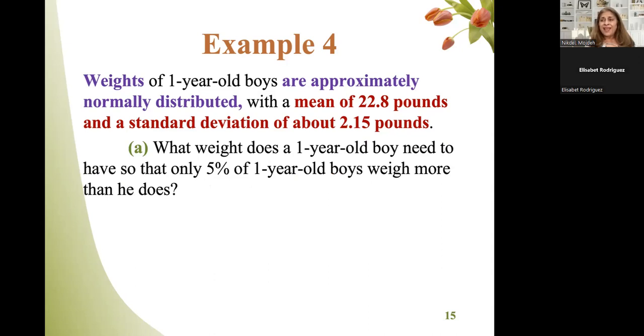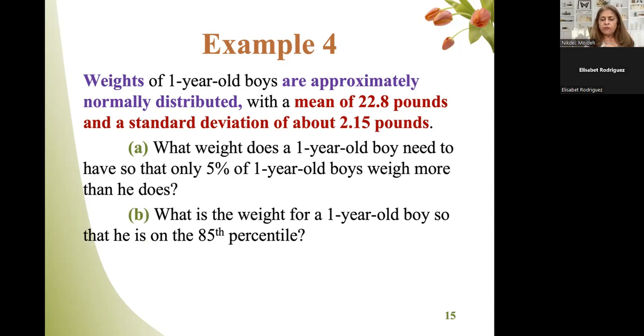So we want to find X where only 5% of 1-year-old boys weigh more than he does. B, what is the weight of a 1-year-old boy so that he is on the 85th percentile? So for parts A and B, we have to find the X, which is the weight of a 1-year-old boy. Part B, we want to see what is the weight if the boy is at the 85th percentile. For A, what is the weight, X, where only 5% weigh more than he does?